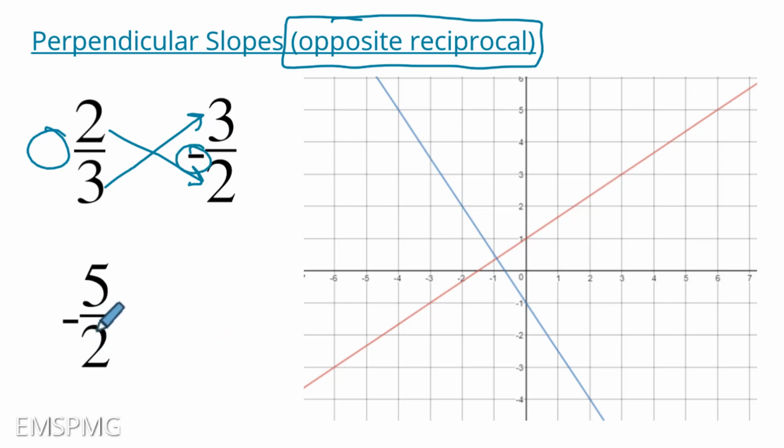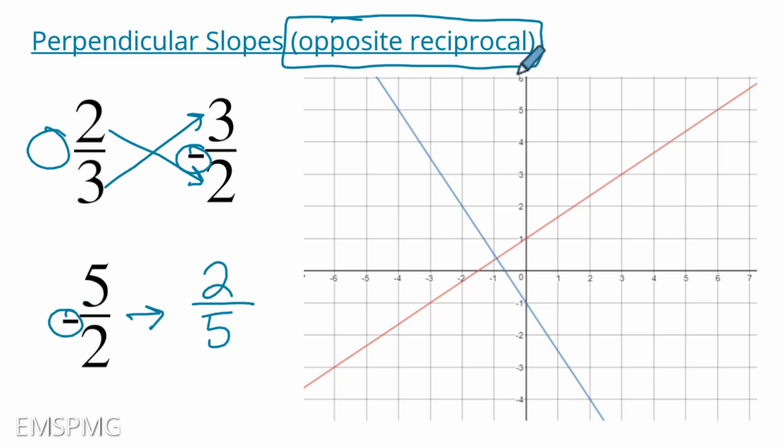All right, let's try one more example here. Say you've got -5/2. What is the opposite reciprocal of this? The opposite reciprocal would be to bring the 2 up here and then the 5 down here. And if it's negative here, then it's positive here.